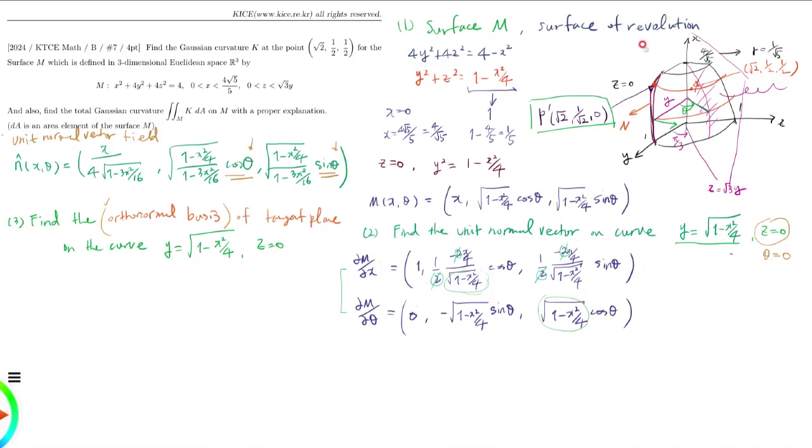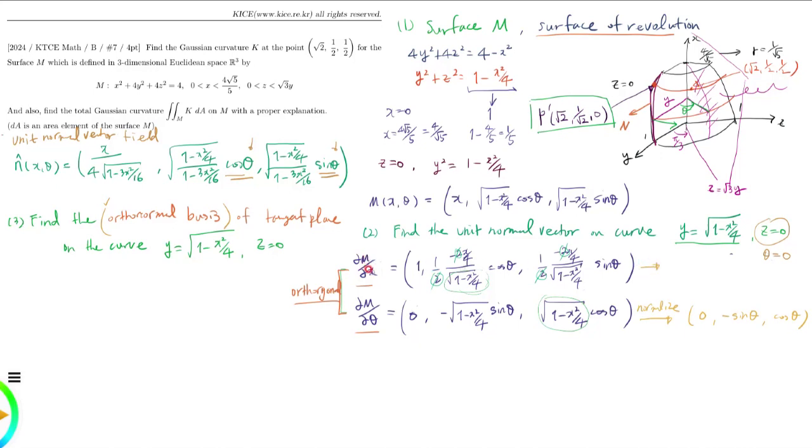And by the virtue of the surface of revolution, those two partial derivatives are already orthogonal. They are perpendicular to each other. So I'm going to take those two as our candidate for the orthonormal basis. What is left is to normalize those two vectors. Then I will have 0, minus sine, and cosine in this case.